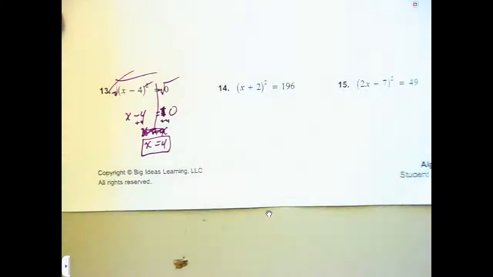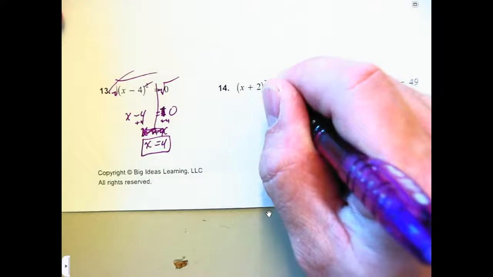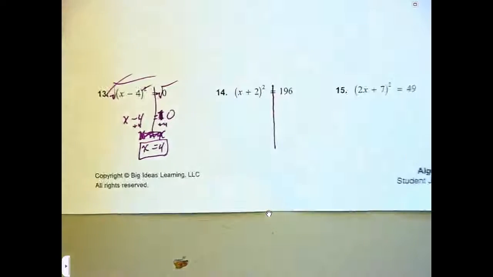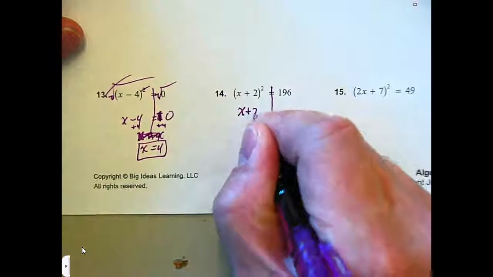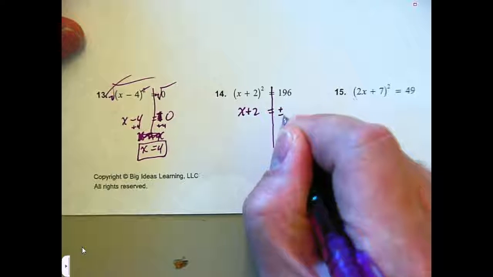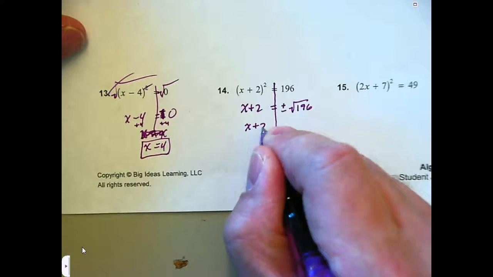Well, we got the plus minus 0, right? So we wouldn't have the positive and negative. So let's try this one. Do the first step. Number 14 might make a little more sense. Okay, so we do the first step. We get x plus 2 is equal to plus minus root 196, which is 14.